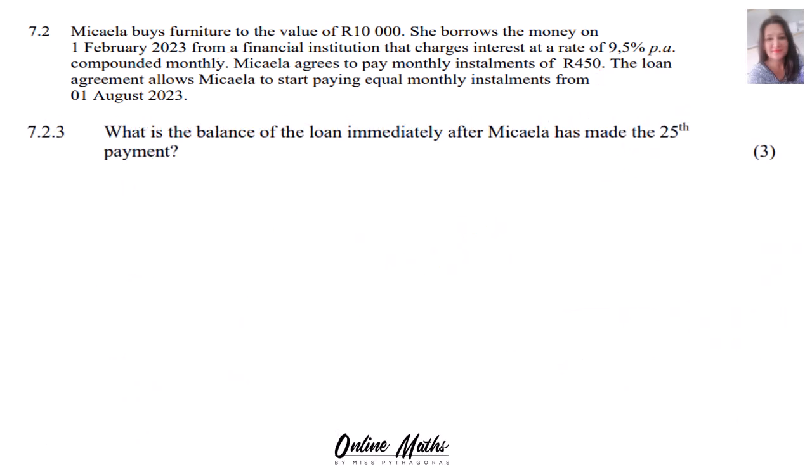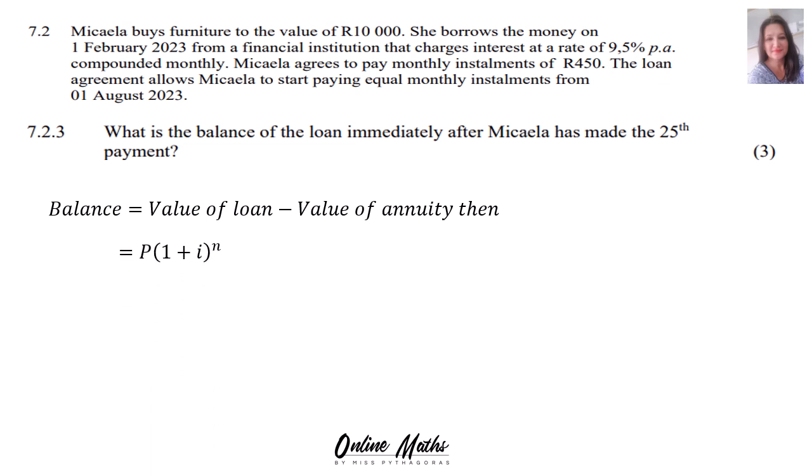Number 3 wants us to work out what is the balance of the loan immediately after Michaela has made the 25th payment. So this one works like this. The balance of the loan is the value of the loan minus the value of the annuity then. So for value of loan, it's our familiar formula from grade 11, the compound interest formula, and then the value of the annuity then in future. This is the future value annuity formula, that one.